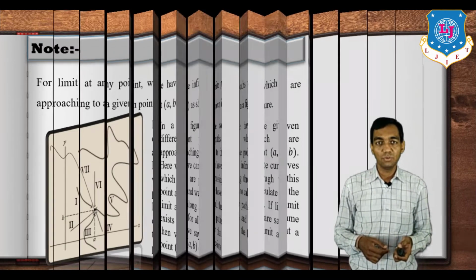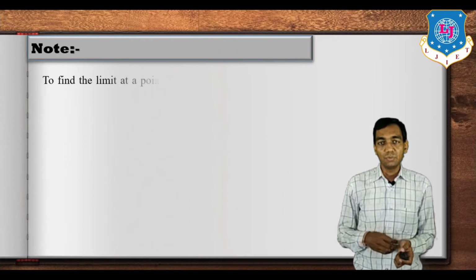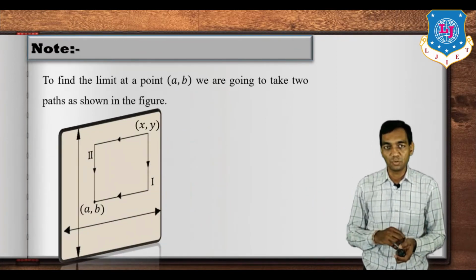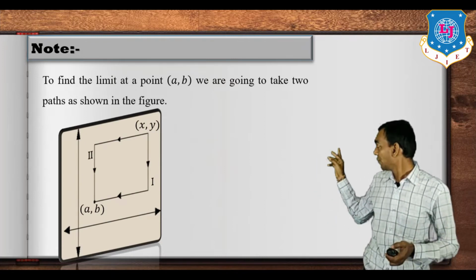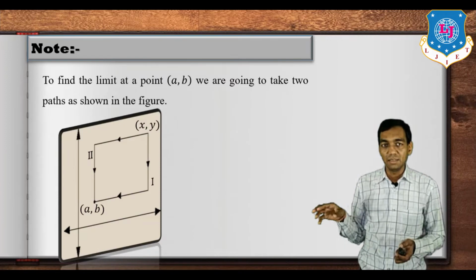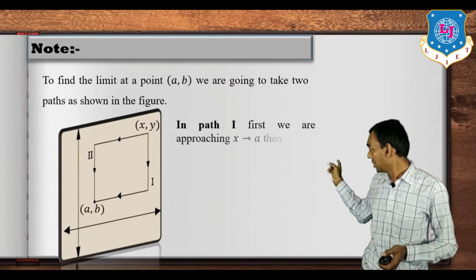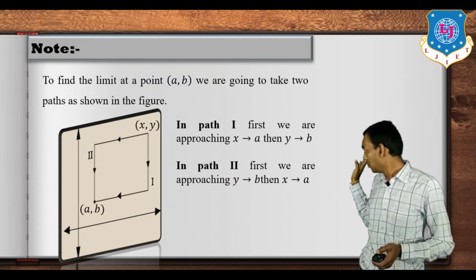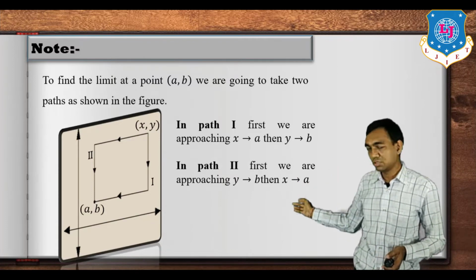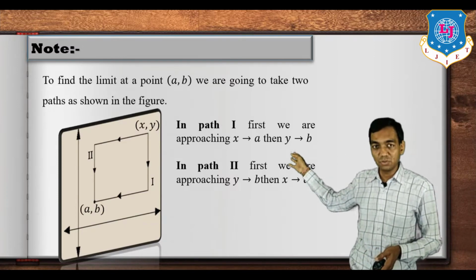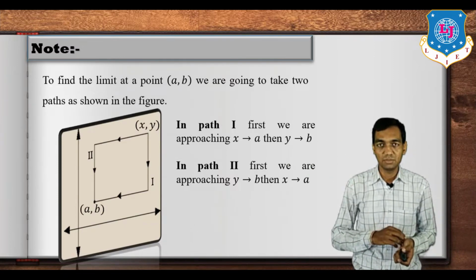Now, instead of that, we are going to use the simple approach. Suppose we are finding the limit at a point (a, b), and for that we are going to take two paths as shown in the figure. Path 1, where first x approaches a and then y approaches b. In the second path, first y approaches b, then x approaches a.